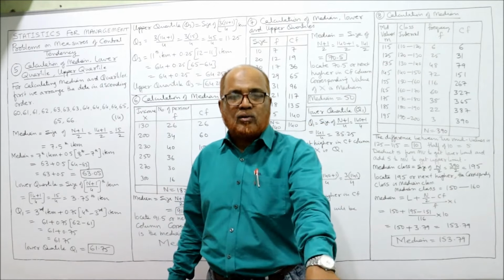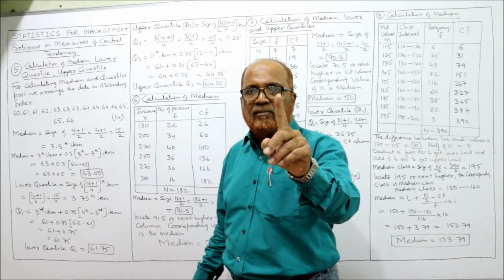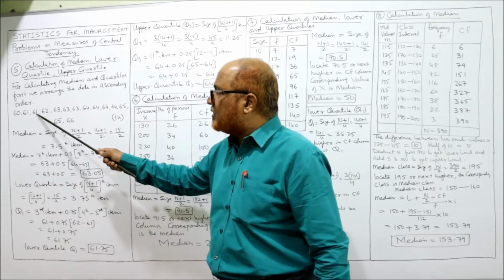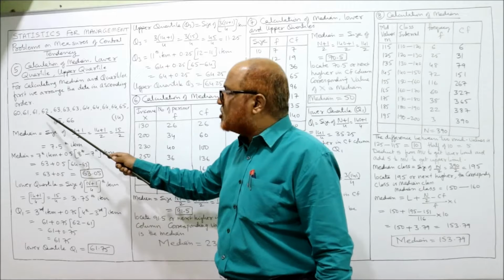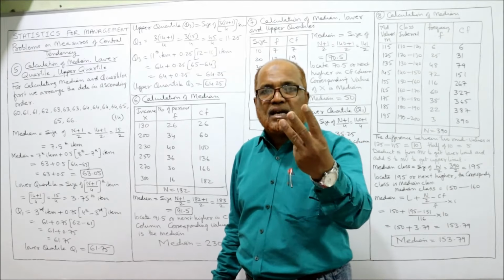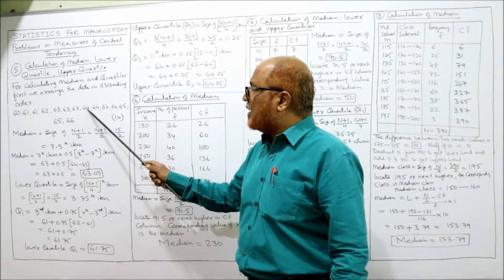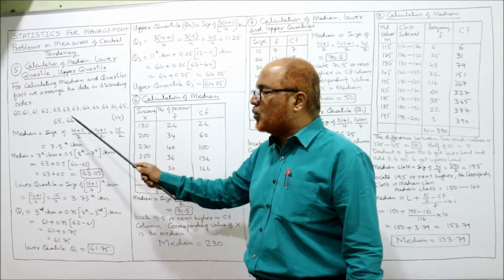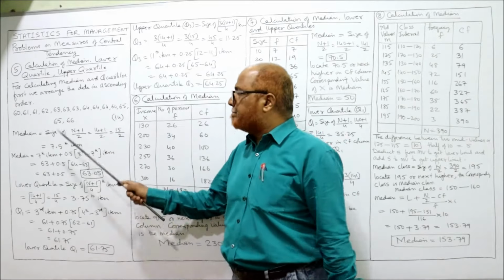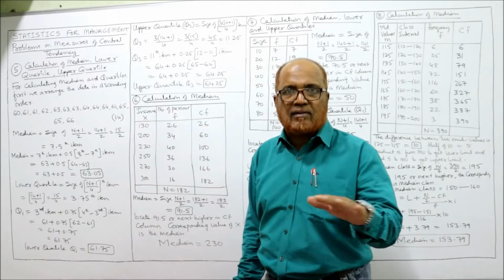So how to arrange? If you see carefully, the lowest value is 60, occurring only once. Next, higher than 60 is 61, occurring two times. Next comes 62, only one time. Then 63, occurring 3 times. Then 64, occurring 4 times. 65 is occurring 2 times. And the last one, 66, is occurring only one time. So I have arranged in ascending order. Smallest value is 60 and the highest value is 66.